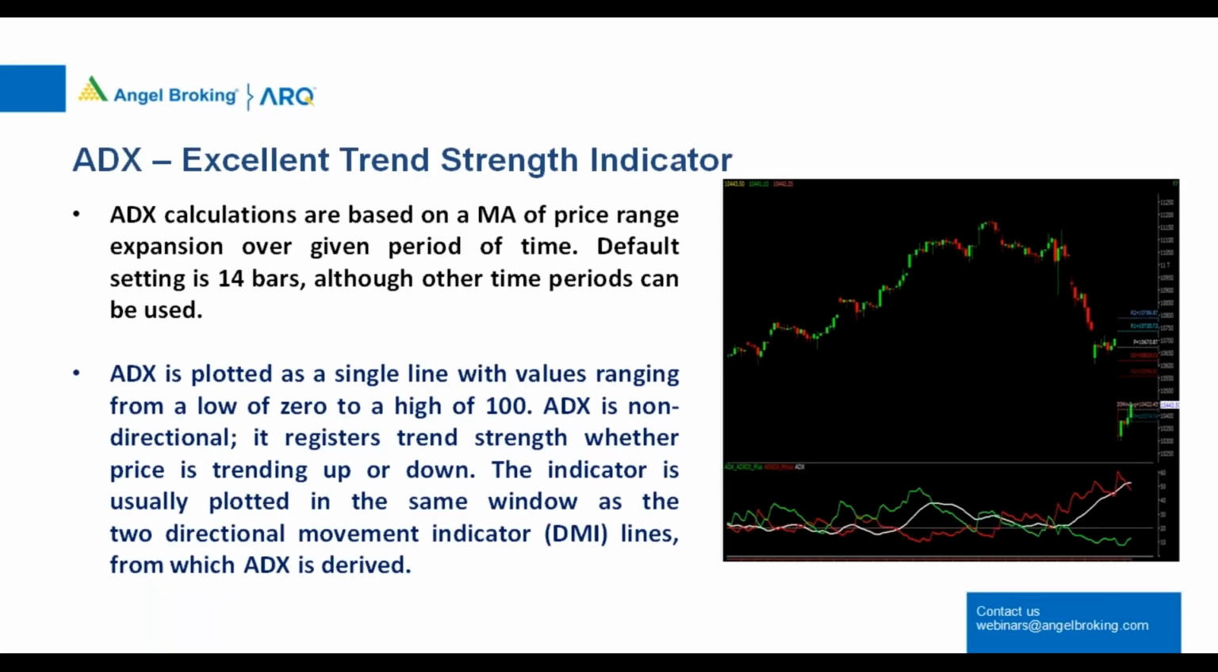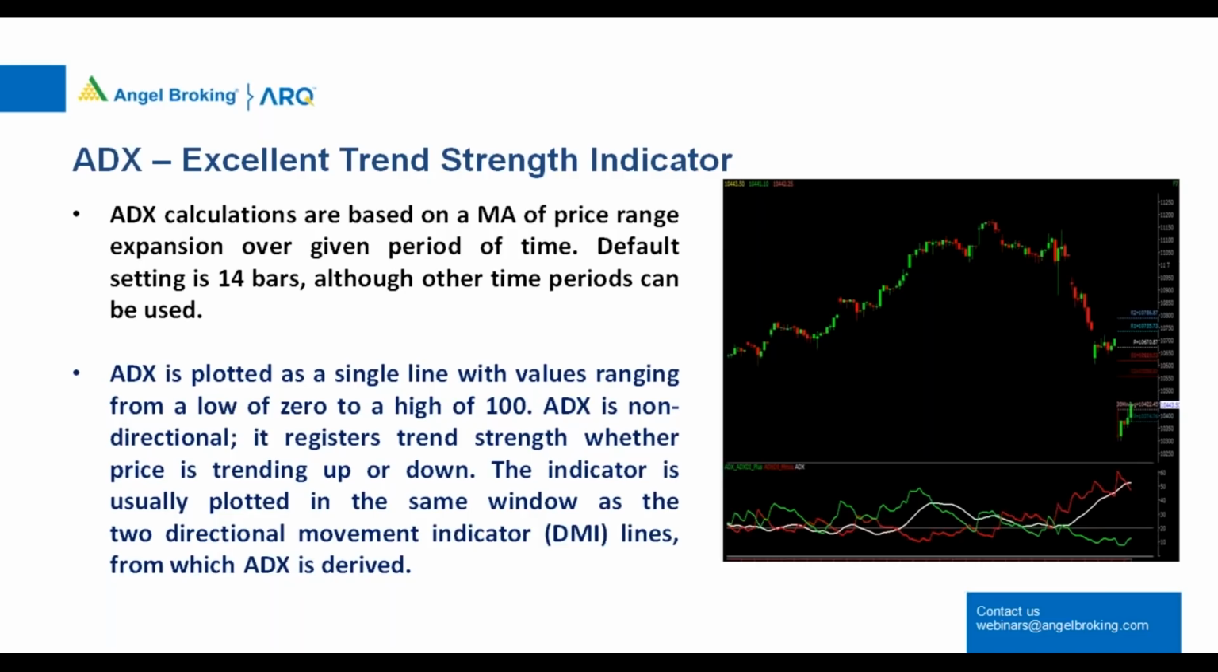Moving averages basically give you the direction of the trend, but whether the trend is strong or weak, an ADX can tell you. But ADX at times is, I would say, confusing also. So I'll talk about that as well. ADX calculations are based on a moving average of price range expansion over a given period of time. Generally the default parameter for ADX is a 14 period. Although other time periods can be used, world over the most popular is 14 period for ADX.